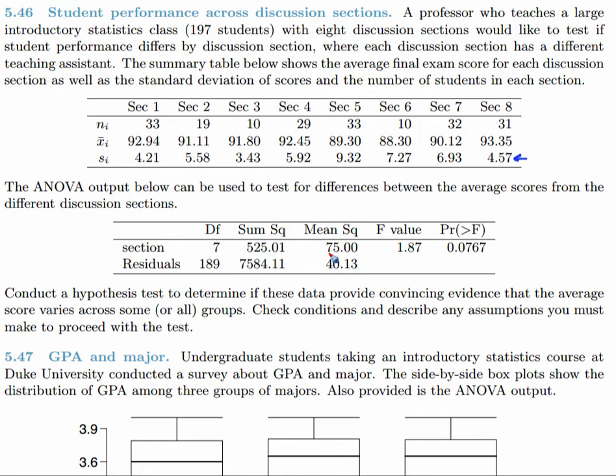What we saw in the previous problem is that the key numbers you need out of the ANOVA table are the F statistic and the p-value. Remember, the F statistic comes from the ratio of these two numbers. If you take 75 and divide it by 40.13, you'll get that. These numbers come from the sum of squares divided by their degrees of freedom. In other words, if I take this number divided by 7, I'll get back 75. And if I take this number, the 7,584.11, and divide that by 189, I'll get back 40.13. Again, it's beyond the scope of this class to calculate those by hand. In fact, you probably would never want to do that anyway. Those are the numbers that we really need to actually conduct a test.